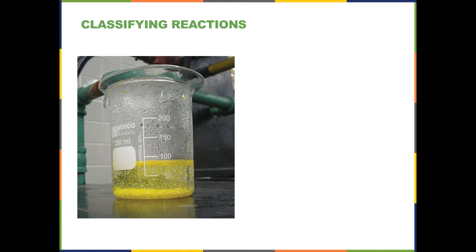Moving along, let's talk about different classifications of reactions. One type of reaction is called a precipitation reaction, and you can see this on the left here. You have a layer of solid on the bottom, that's called a precipitate, and then above that is what's known as the supernatant. And a precipitation reaction occurs when one of the products is insoluble in the other and it drops out of solution.